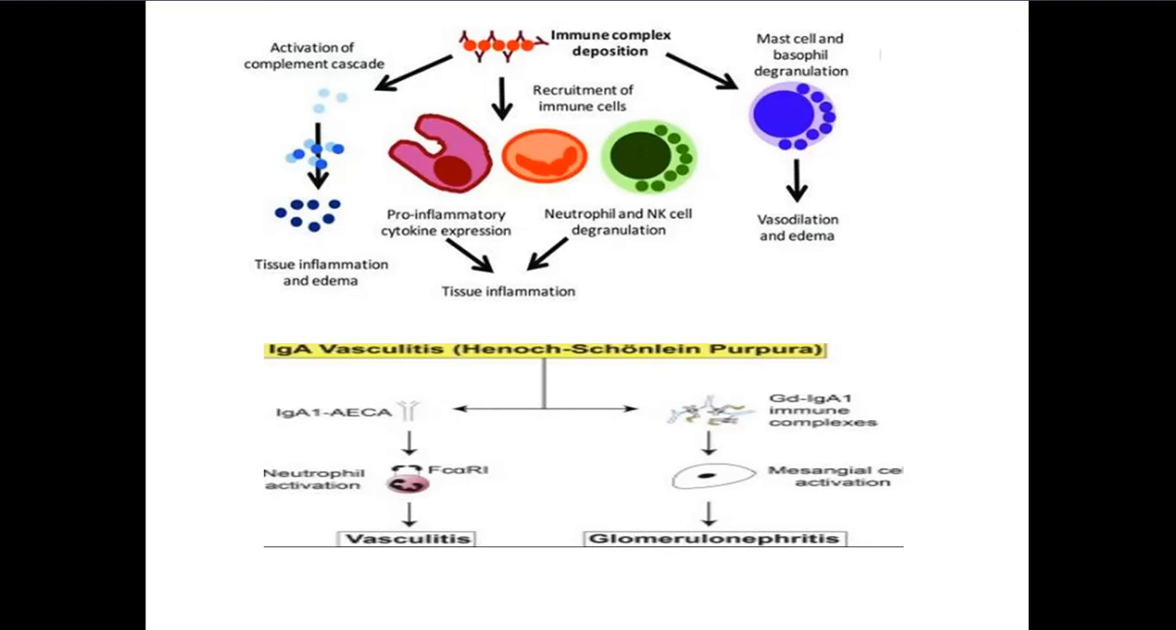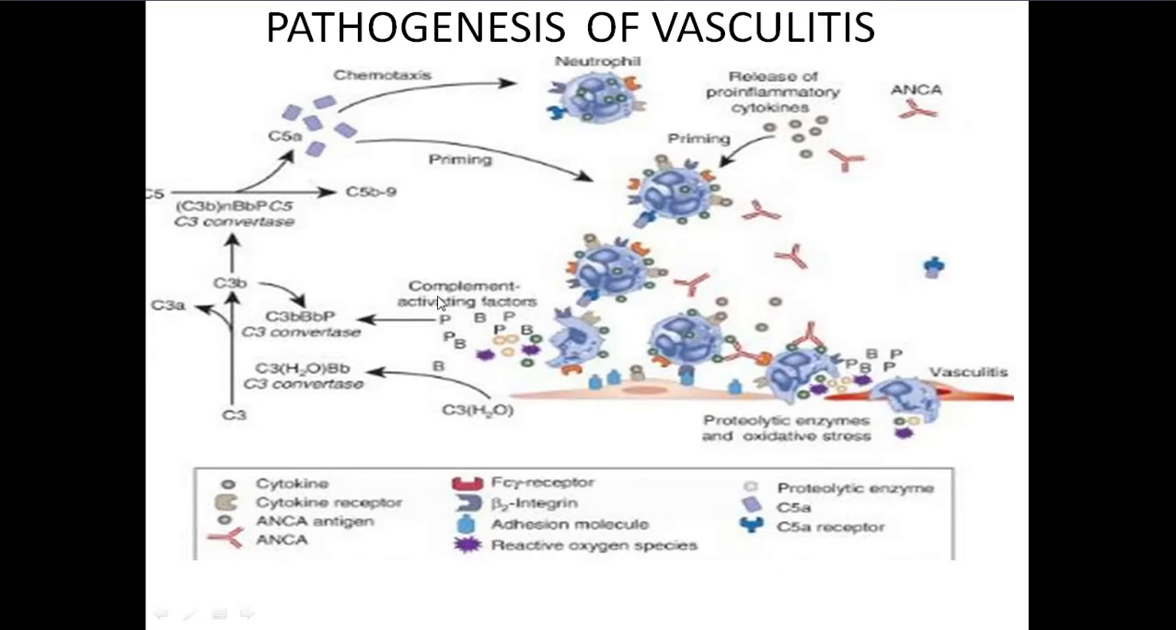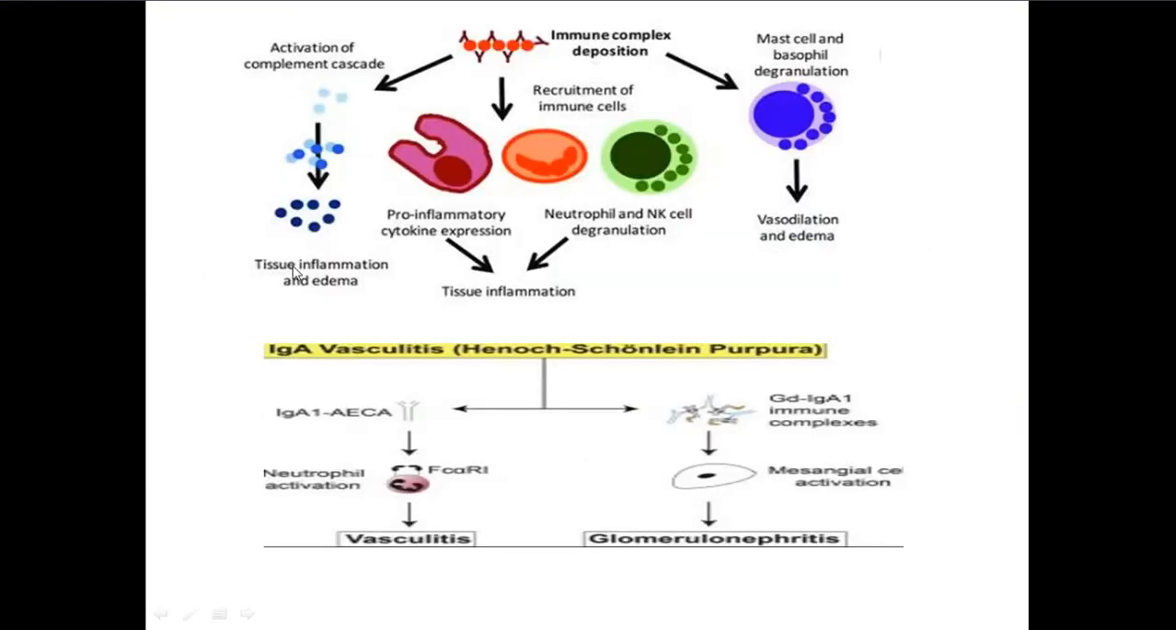So that is the most important here: immune complex deposition leading to activation of the complement system. In this slide also, the activation of the complement system leads to production of neutrophils, and the priming leads to release of pro-inflammatory cytokines and anti-neutrophilic cytoplasmic antibodies. So this leads to tissue inflammation and edema. Whereas the recruitment of immune cells, that is pro-inflammatory and cytokine expression, leads to neutrophil and natural killer cell degranulation, leading to tissue inflammation.